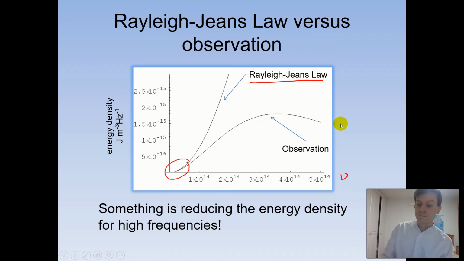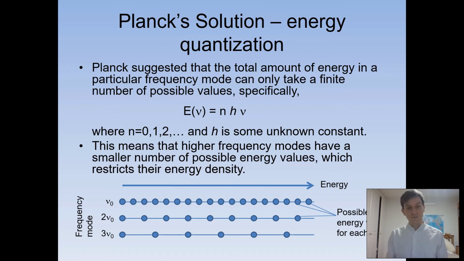Okay. So now we come to Planck's solution. He came up with a method to reduce the energy of these high frequency modes, and his idea was to say that energy was quantized, so the total amount of energy you can have at a particular frequency must be given by a formula like this one here. This means the total energy of light at frequency nu must be equal to an integer n, times some constant which was unknown, times the frequency itself, nu.